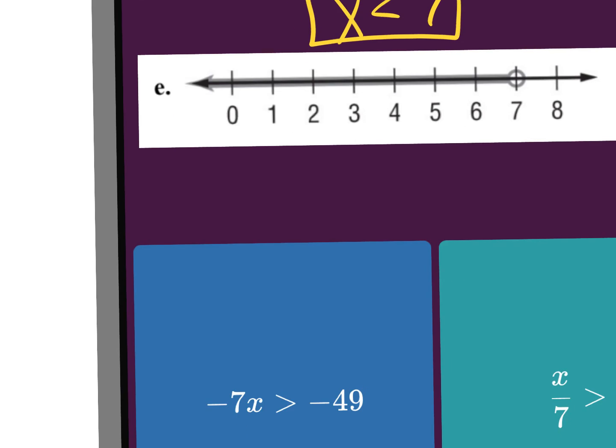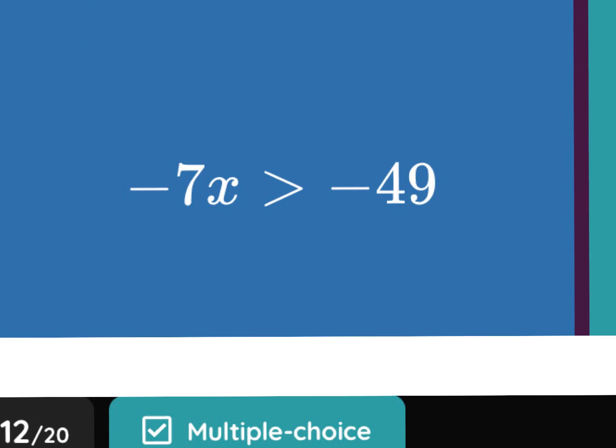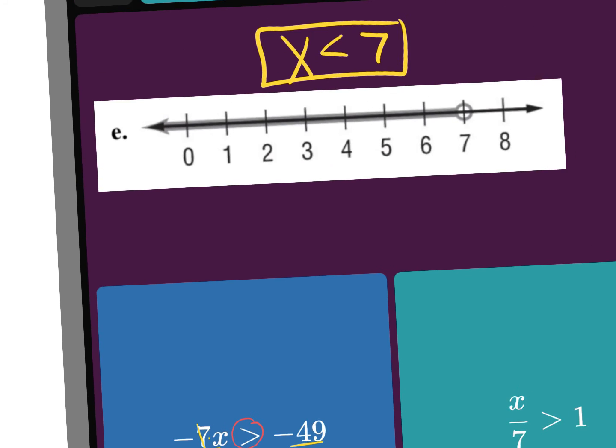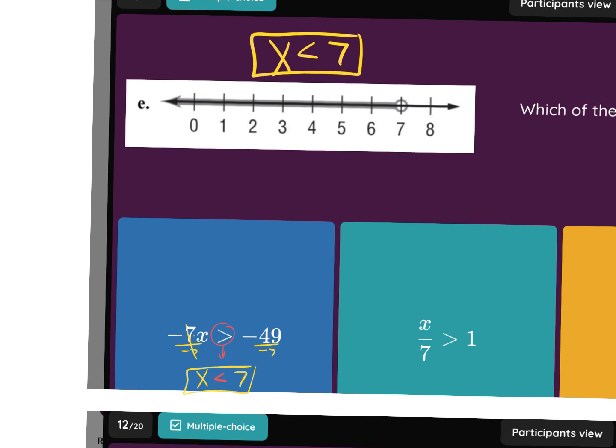Let's see these multiple choice options. How do I solve this first one? Divide by negative 7. Divide by negative 7. Cancels out. We end up with x. What do I do with that inequality? Flip it. That has to flip. So it's going to become a less than. And what is negative 49 divided by negative 7? Positive 7, right? So x is less than 7. Is that what we're looking for? Yes, it is. We got lucky. We picked that first one. It was the correct one. This is it. Pick this one. You get full credit.